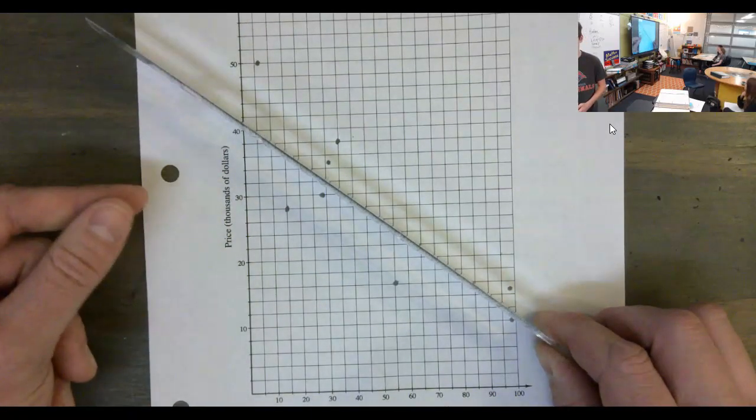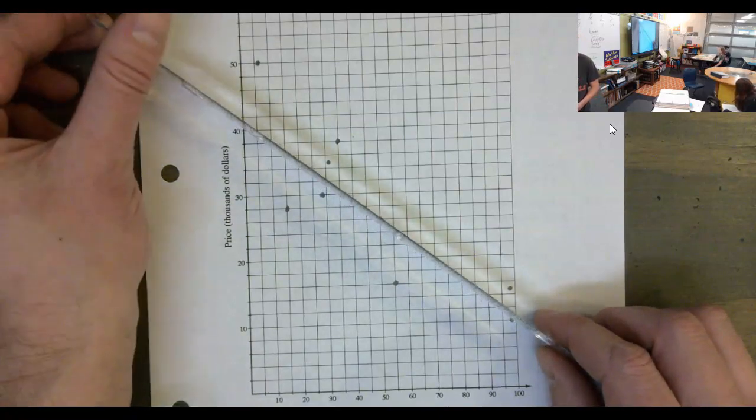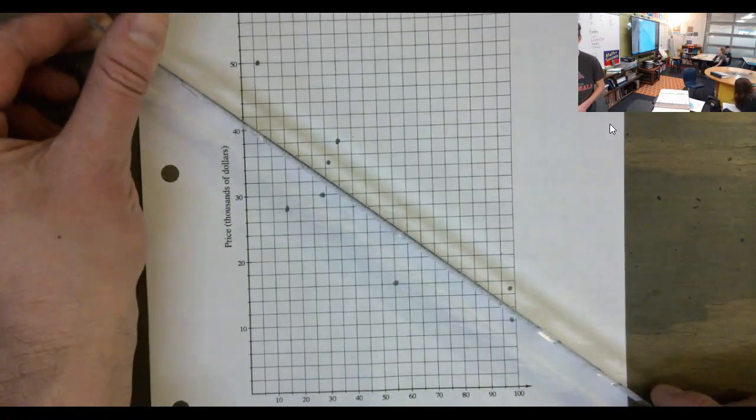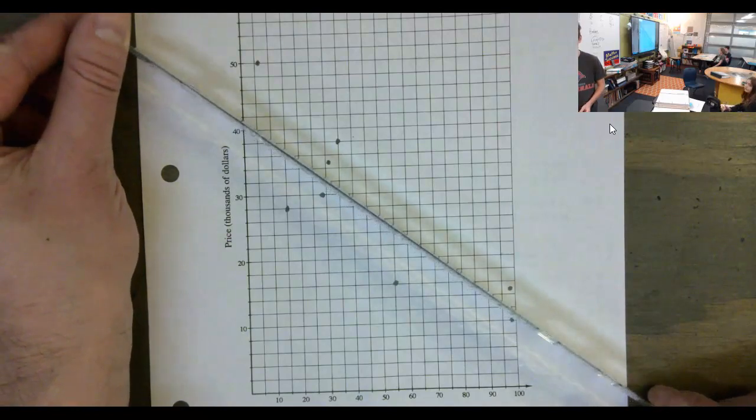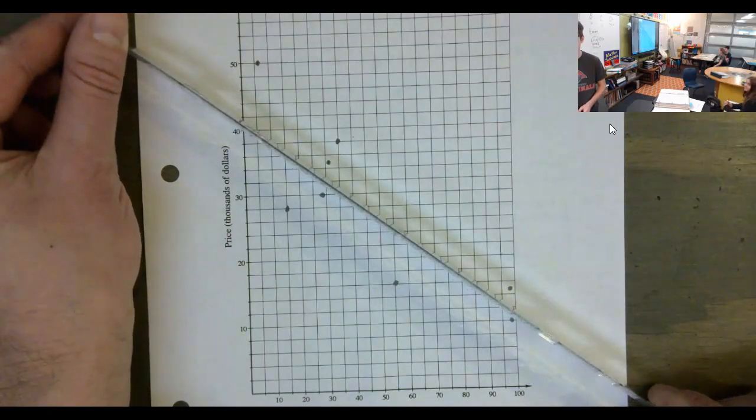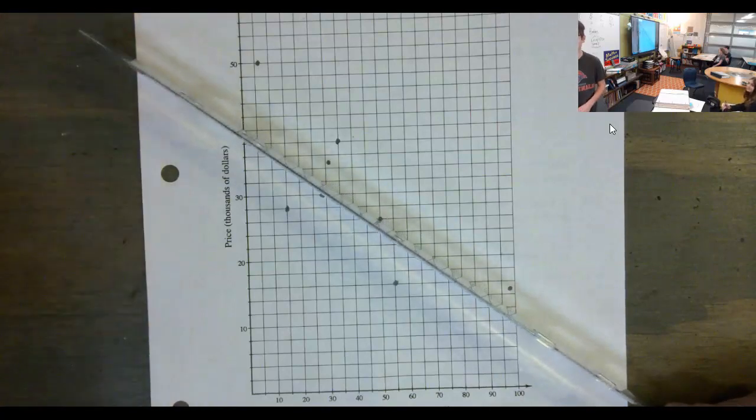And if you don't know that, that's fine. That's what we're learning this chapter. That's why you have math notes. So then, is it a strong or weak correlation? I said moderate. Who said weak?